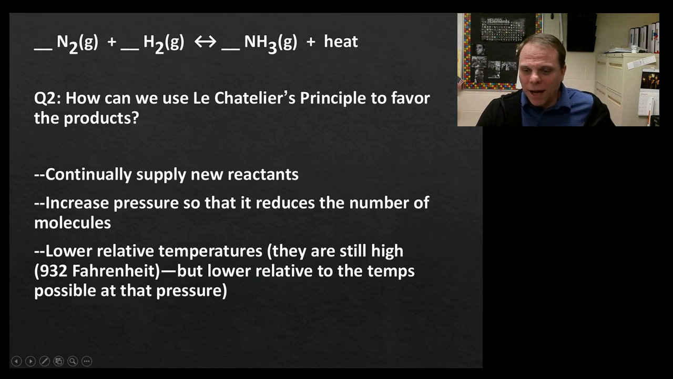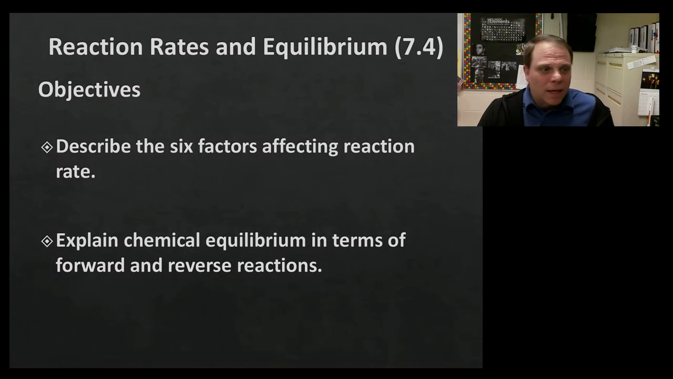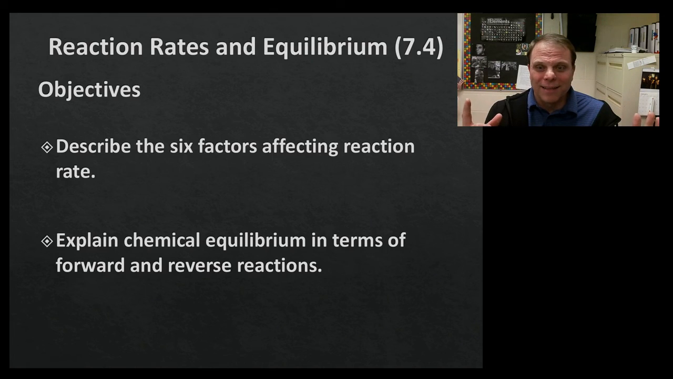Our objectives. Let's go look at those objectives again real quick, because we want to know what we learned, right? So can we describe the 6 factors affecting reaction rate? Yeah, we can, right? We've got things like increasing the temperature, increasing the pressure, increasing the concentration. We have increasing the surface area. We have catalysts. And changing the type of chemical that it reacts with. Got all 6.